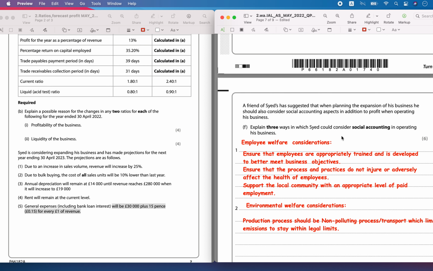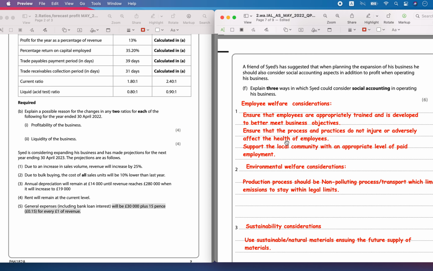Okay. Then we have: Explain three ways in which Syed should consider social accounting in operating his business. So, in social accounting, you can mention he should consider employee welfare considerations, environmental welfare considerations and sustainability considerations, then he is following social accounting.